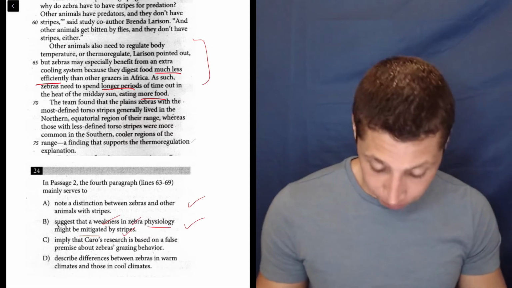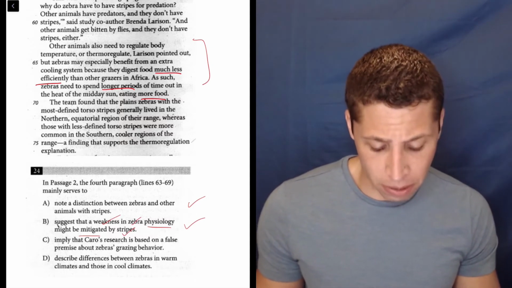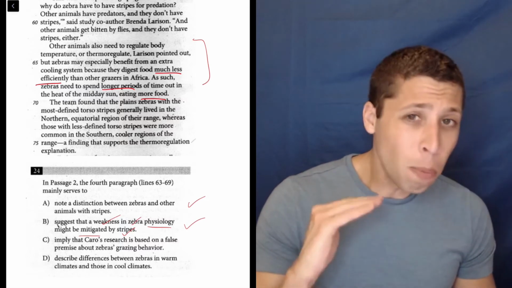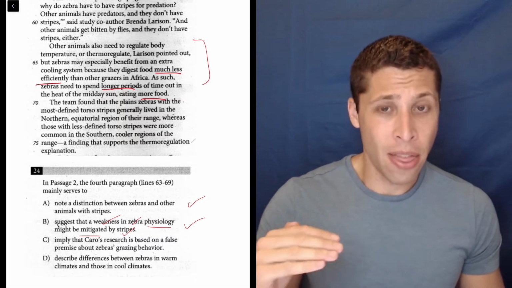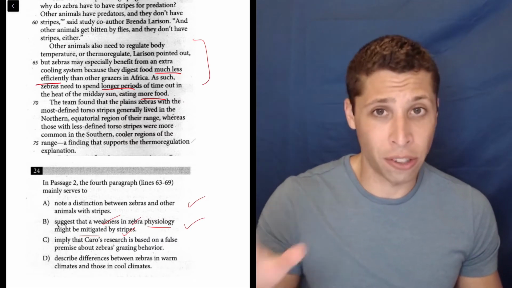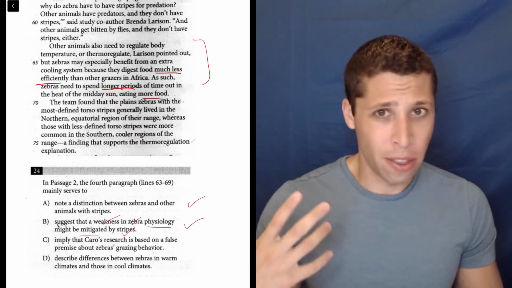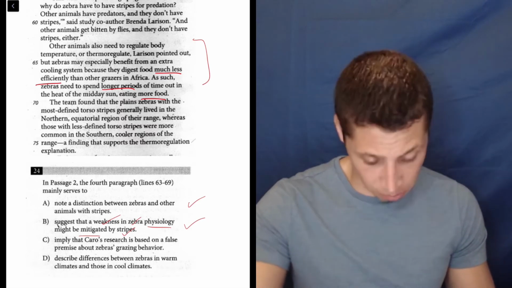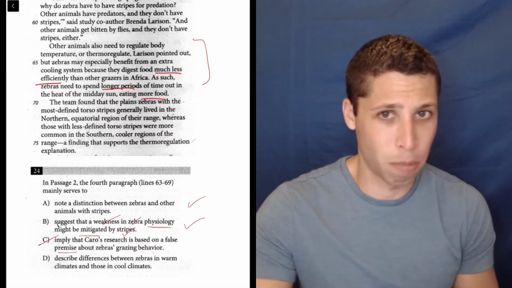C, imply that Caro's research is based on a false premise about zebras' grazing behavior. At no point in this passage or this paragraph are they saying that someone else is wrong. They're just saying what they know, and they're just talking about it as, these are the facts. So there's no accusation that someone has got some bad premise in their research. That's just not part of this.